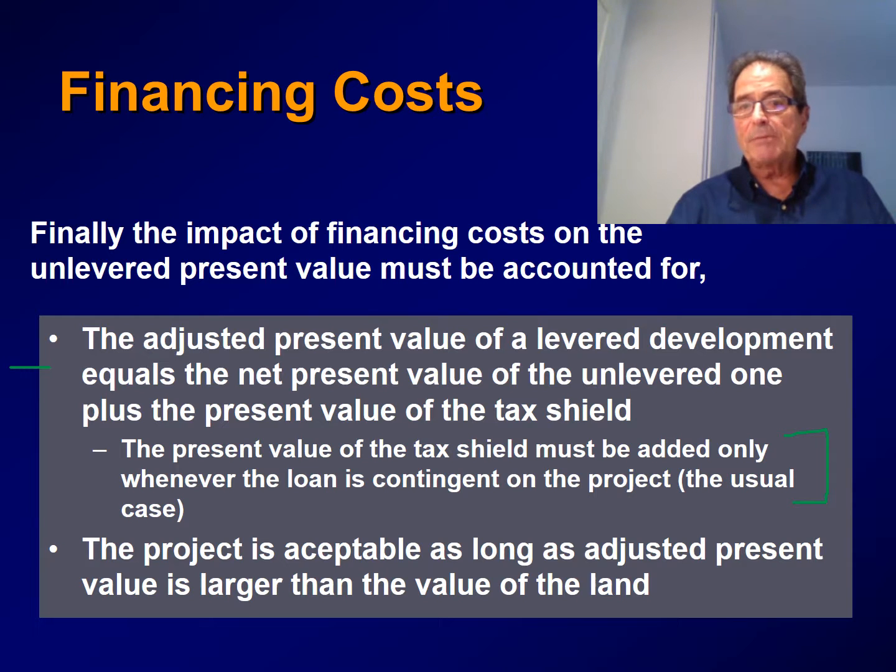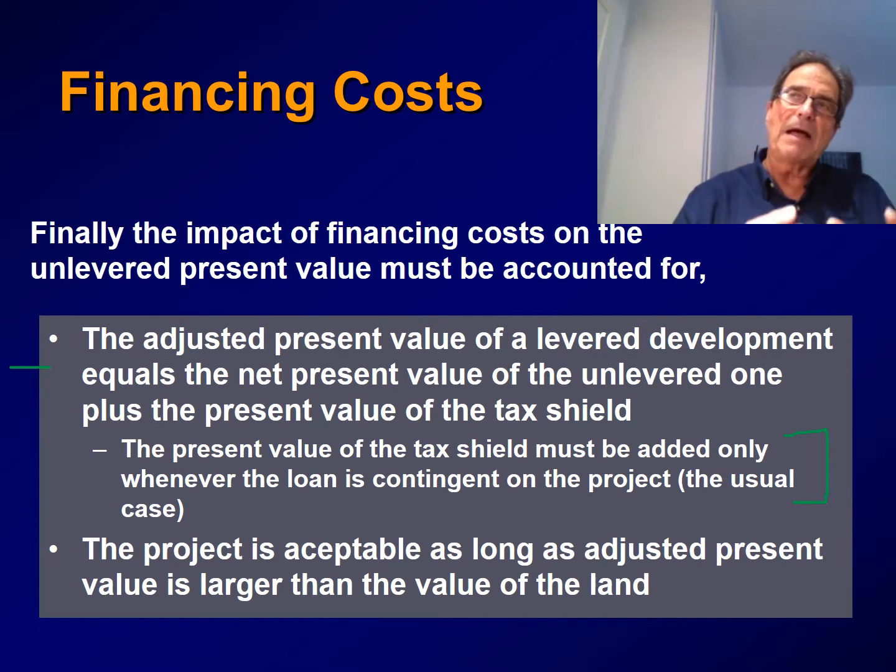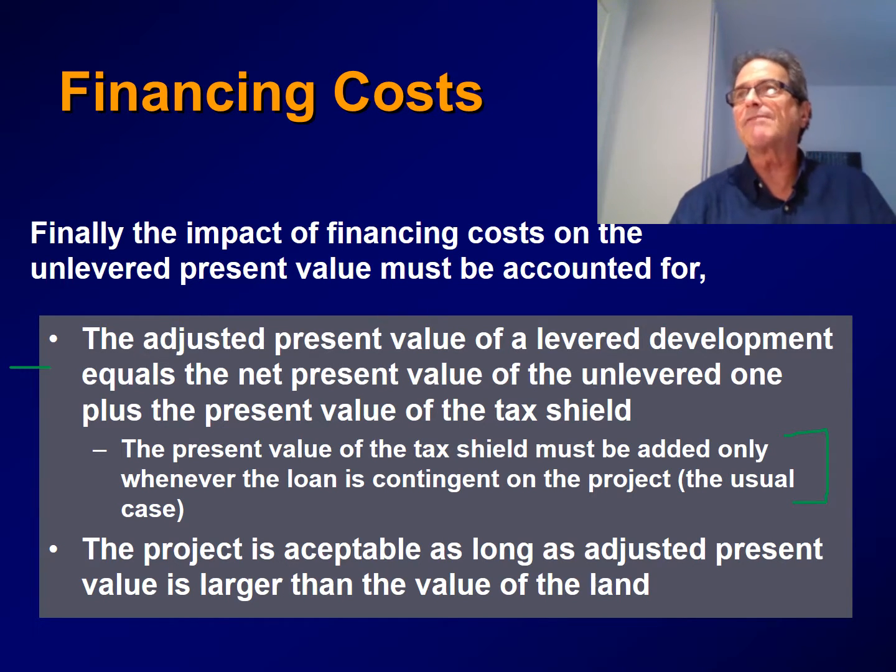The project is acceptable as long as the adjusted present value is larger than the value of the land. So now we just complemented what we said before. Before, we said that the value of the land had to be smaller than the unlevered net present value of the project. When you have leverage, then you have to add to this net present value of the project the present value of the tax shield. And the project will be acceptable when the value of the land is smaller than the net present value of the project, including the present value of the tax shield.